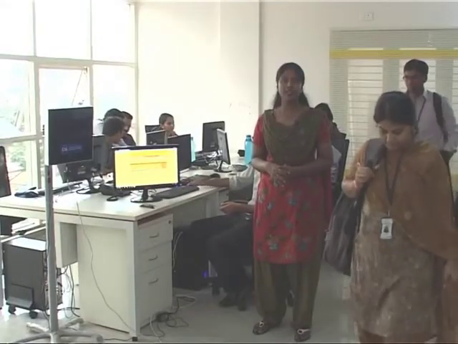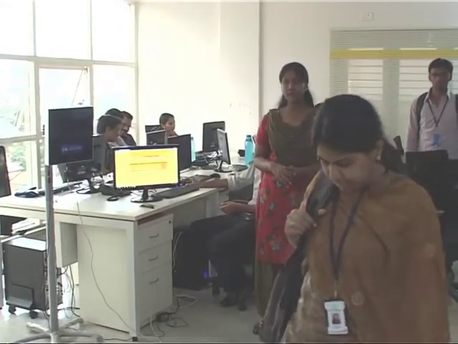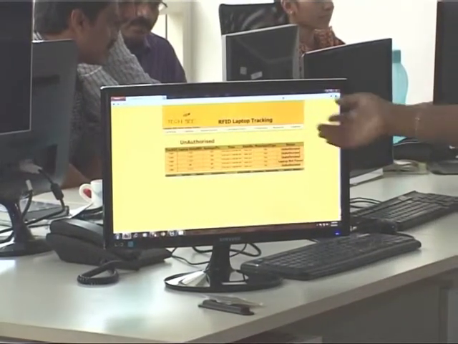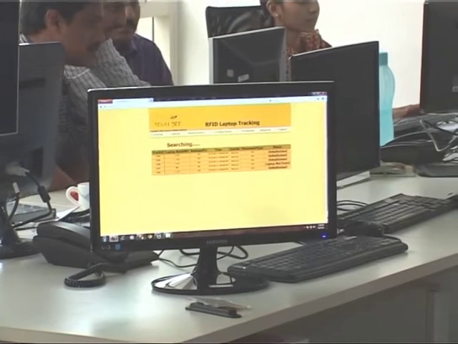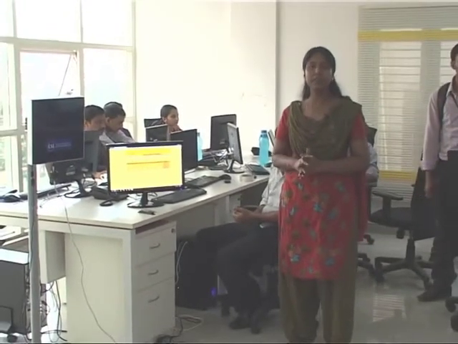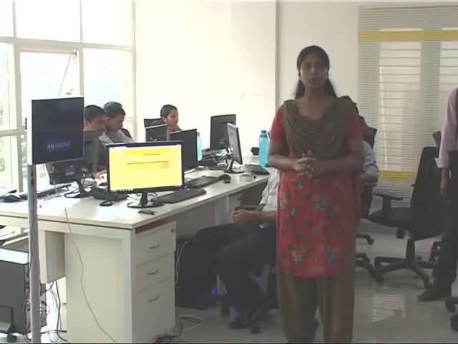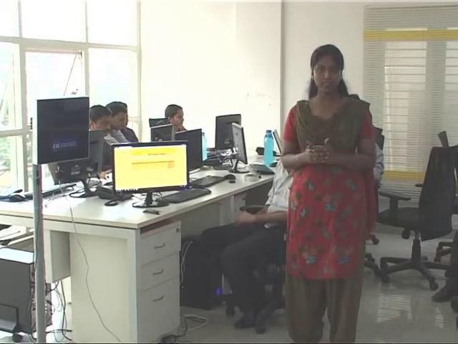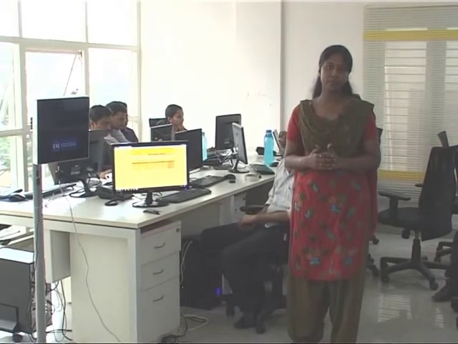Now we'll see a scenario where a person carries a wrong laptop. It shows the person is unauthorized to carry the laptop and it gives an alarm to the security personnel to avoid theft of laptops. Thus, a laptop identification system helps us to avoid the theft of laptops in any organization and it gives us a detailed report of the in and out movement of laptops.